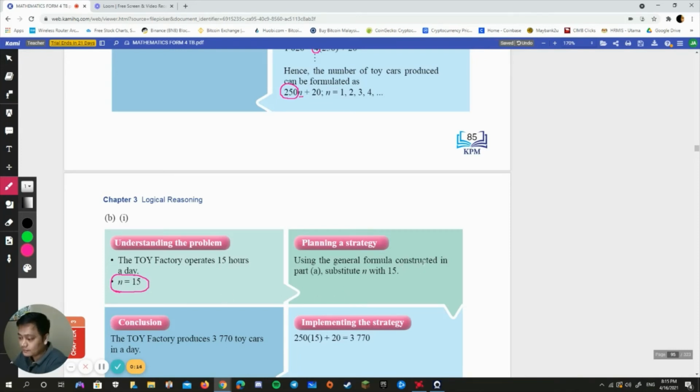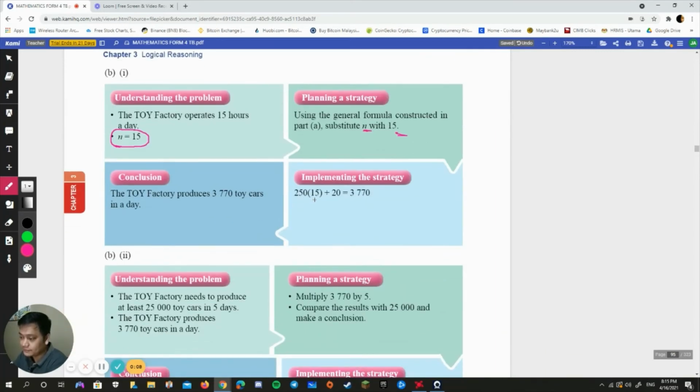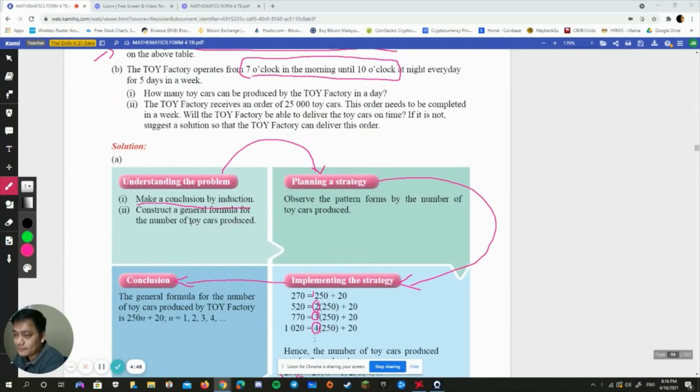Okay, then using the general formula, you substitute the value of n with 15. So 250 times 15 plus 20 is 3,770. So that means the toy factory produced 3,770 toy cars in a day. Alright? Then take a look at the next part.